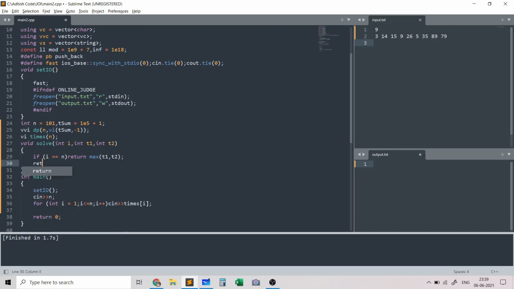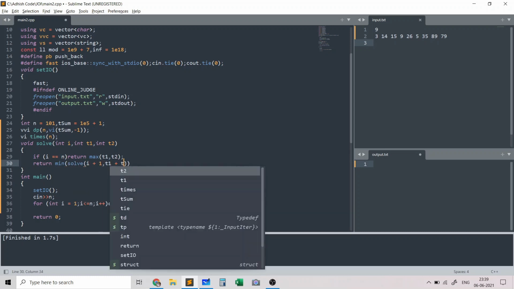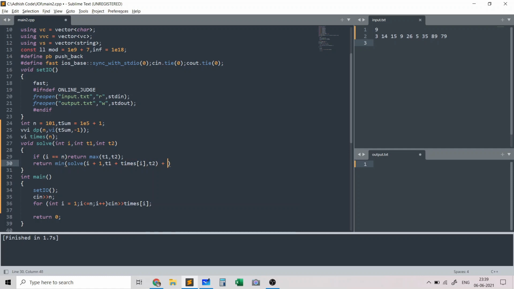So in case 1, we go to the next dish with T1 plus times of I, which basically refers to the new time required to process the dishes in oven 1, and that's because we have assigned the dish to oven 1. So that's our first case, and the second case would be that we would call the solve function on I plus 1, T1 and T2 plus times of I, and we would take the minimum of these two possibilities.